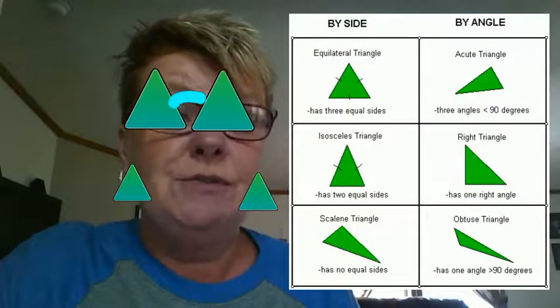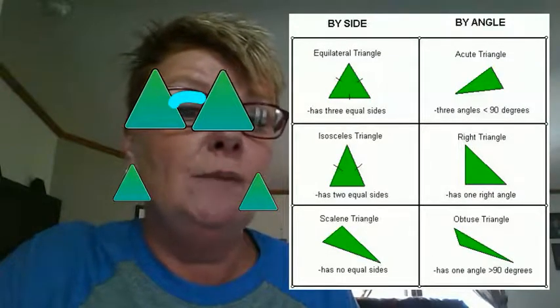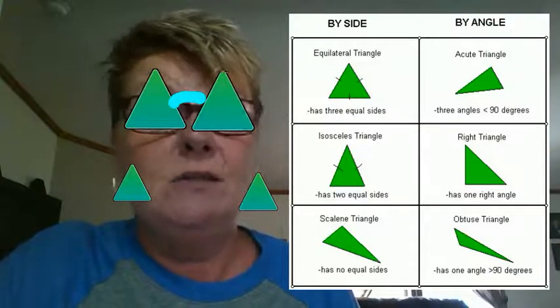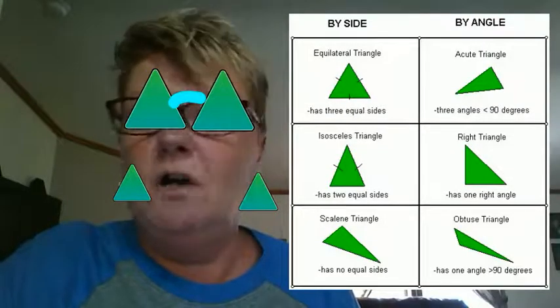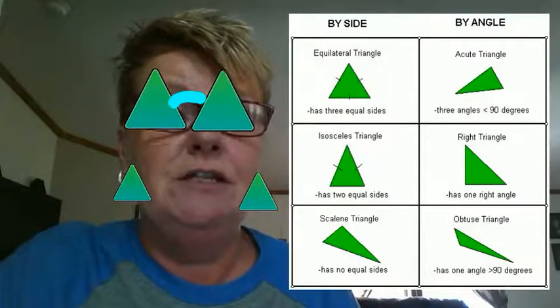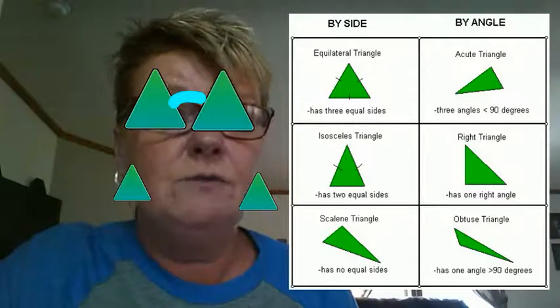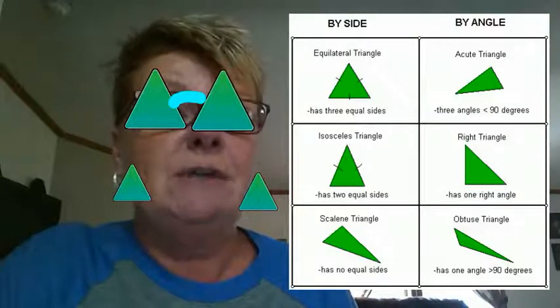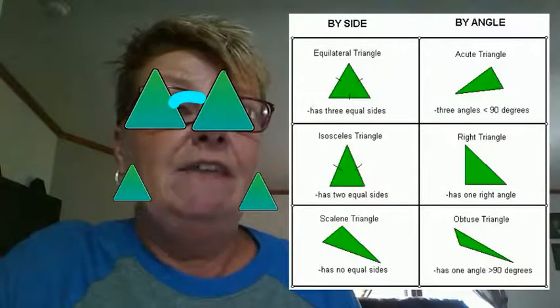Same way with obtuse. If it has one obtuse angle, then it's an obtuse triangle. It can't have two because it wouldn't be a triangle if it did. Try to draw one, it won't work. So they're either all three acute, which makes it acute, one of them's right, which makes it right, or one of them's obtuse, which makes it obtuse.